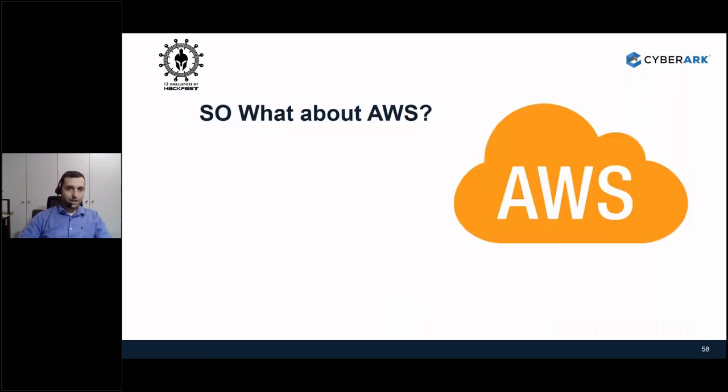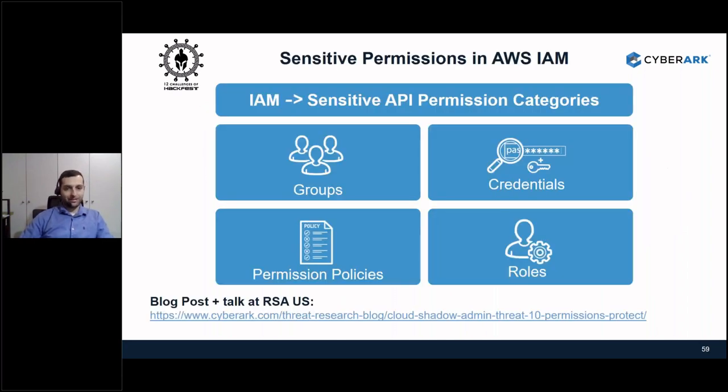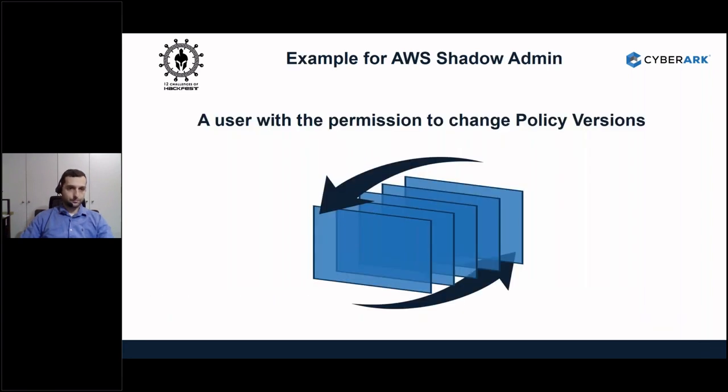So what about AWS, right? AWS also has a very sensitive permission, and it's a very complex and hard thing to assign the exact needed permission to the one who needs it. And we also published it about 2 years ago. You can also see a blog post about it. There are 4 types of permission that could be very risky and lead to a full privilege escalation in AWS.